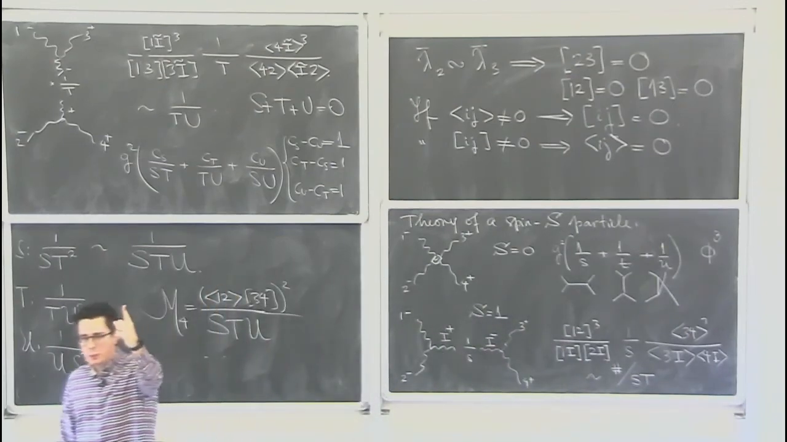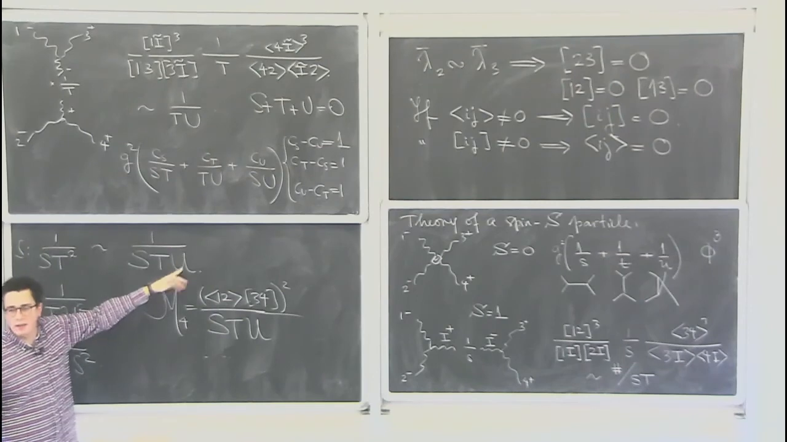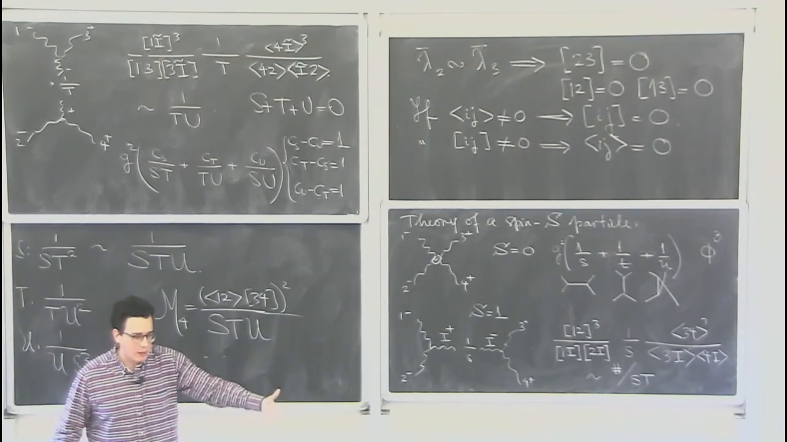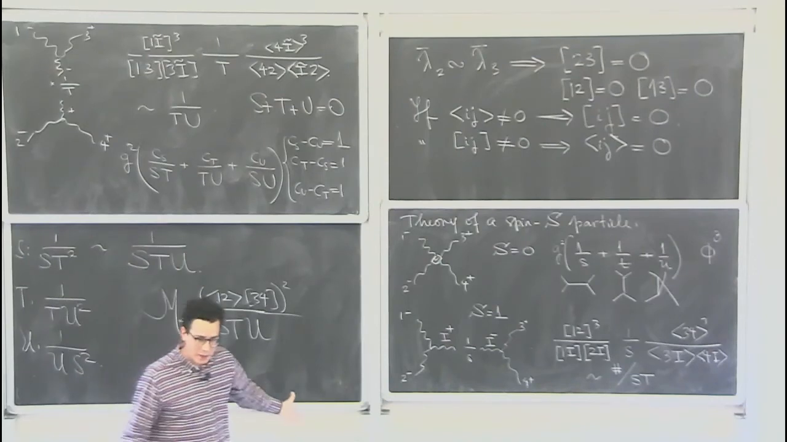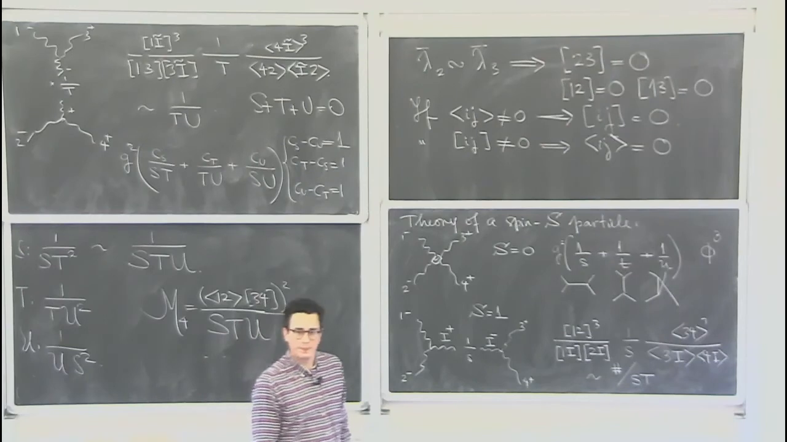What happens if I go spin up one more time? I get 1 over ST cubed. Now, STU squared, I'm done. So any spin greater than 2, I can't write something compatible with locality. So go home, okay?